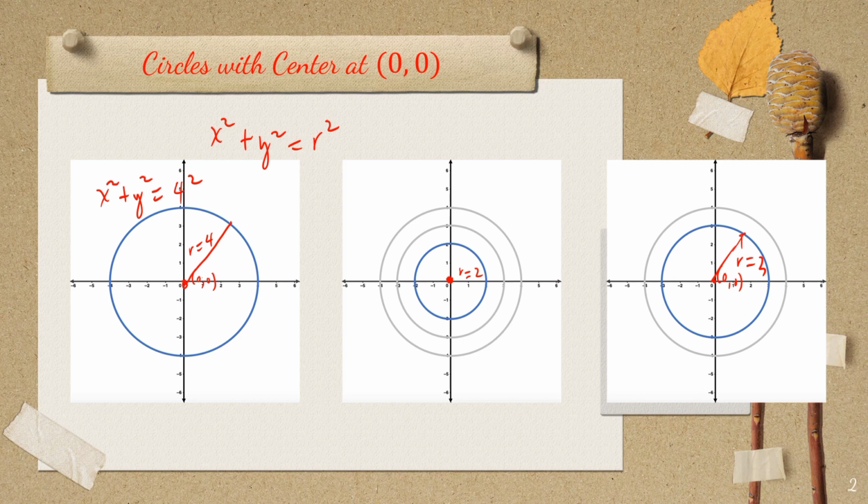In the next illustration, the standard form is x^2 + y^2 = 2^2, where 2 is the radius. Then the last illustration, the standard form of the equation of the circle is written as x^2 + y^2 = 3^2.